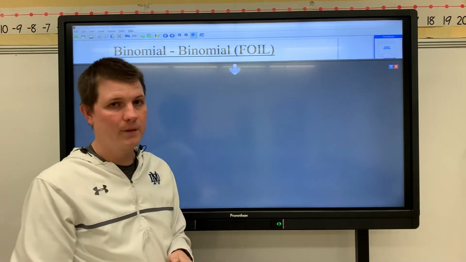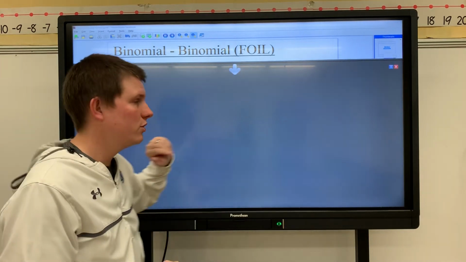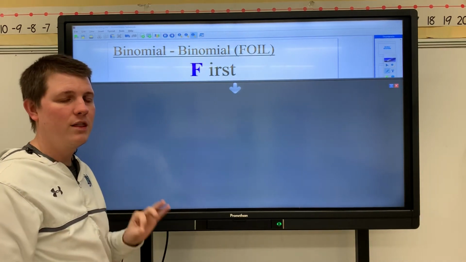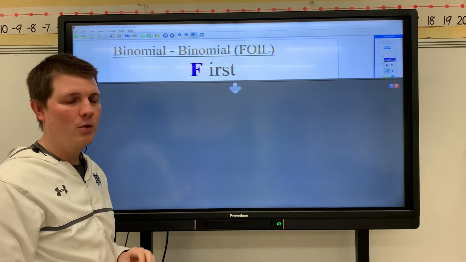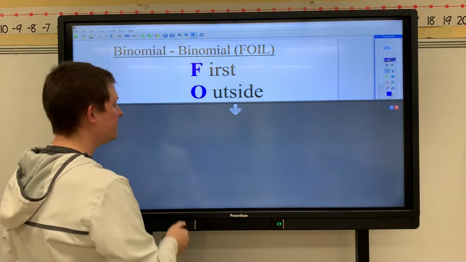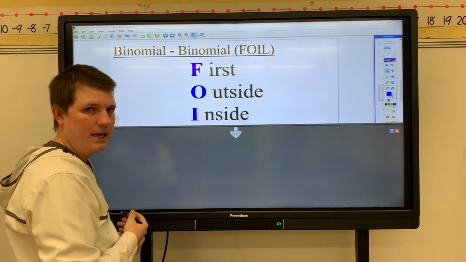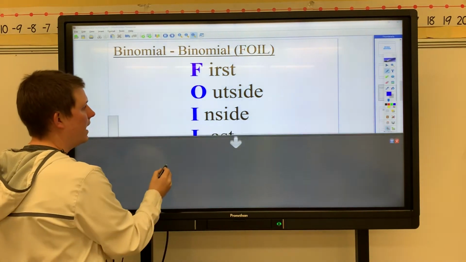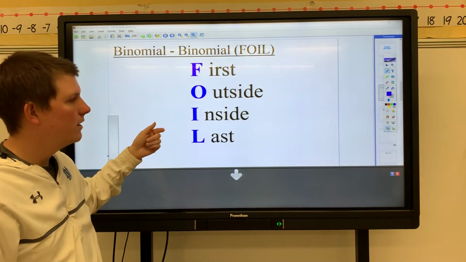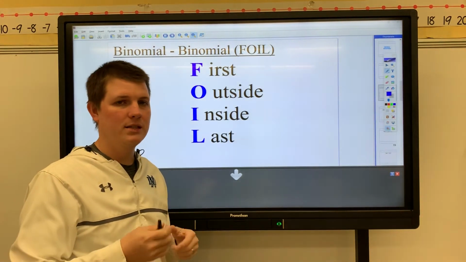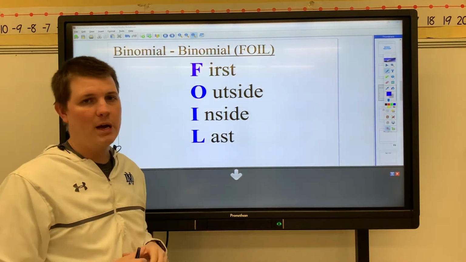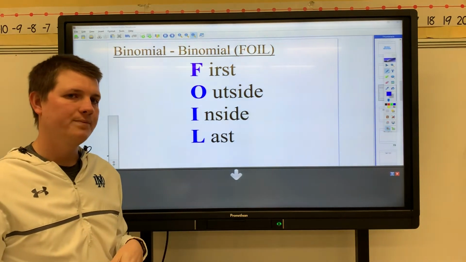Now, FOIL is an acronym, which means each of these letters stands for a word, so let's look at it. The F stands for first. You're going to multiply the first terms in each binomial. We'll look at examples of this in a second. The O stands for outside, so you're going to multiply the ones on the outside. The I stands for inside, the two on the inside. And the L stands for last. So here's FOIL. First, outside, inside, and last. That is an acronym. And that is the process, the order that we're going to multiply all of our terms when it's a binomial times a binomial. Remember, you can only do this when it's a binomial times a binomial.